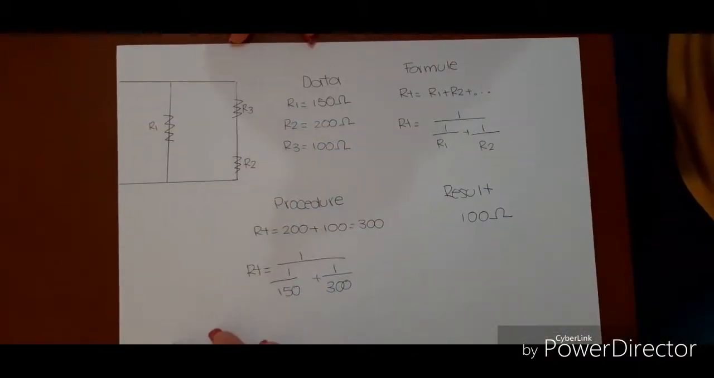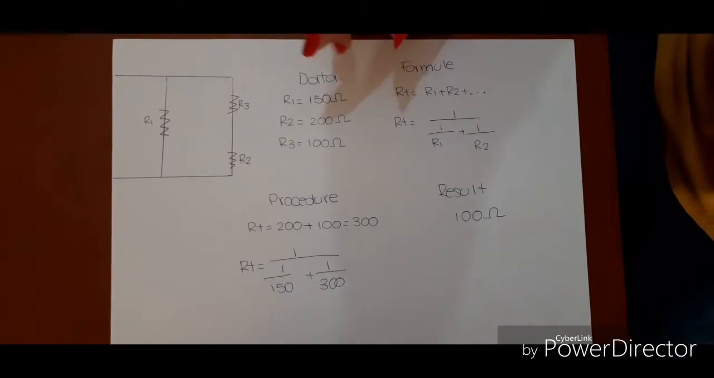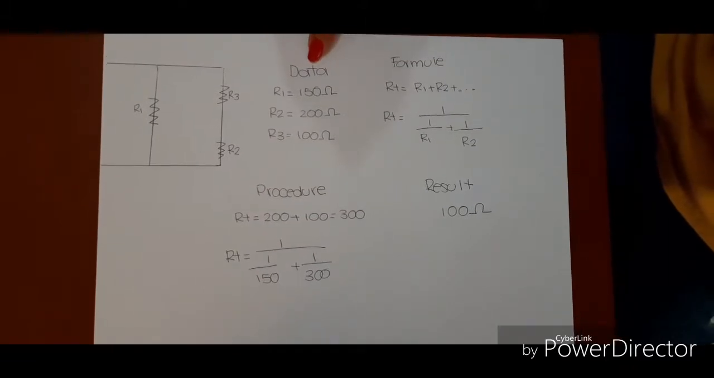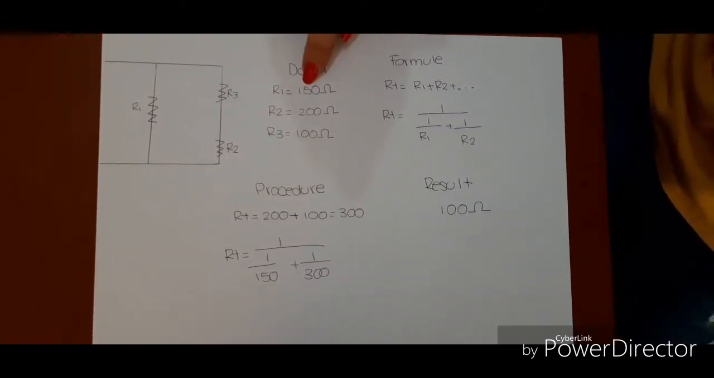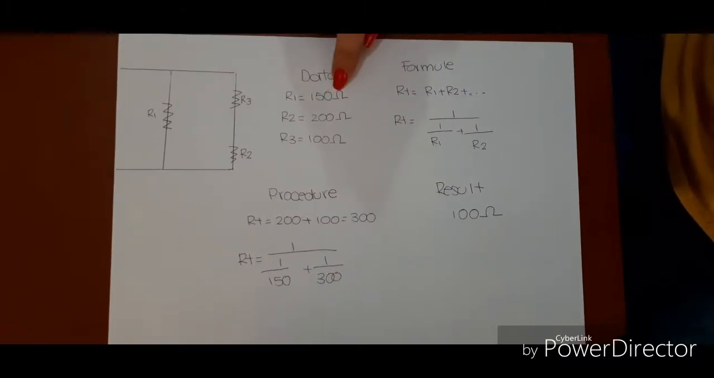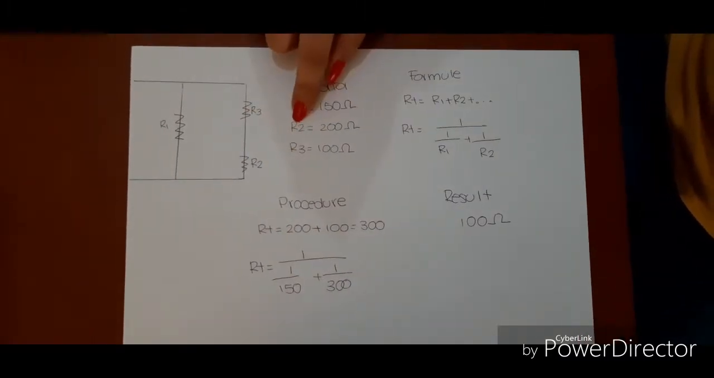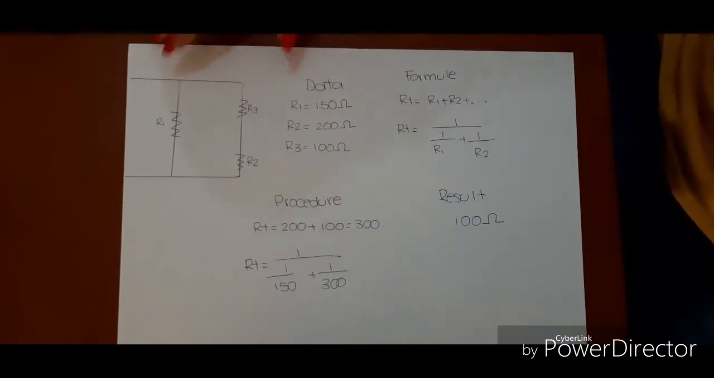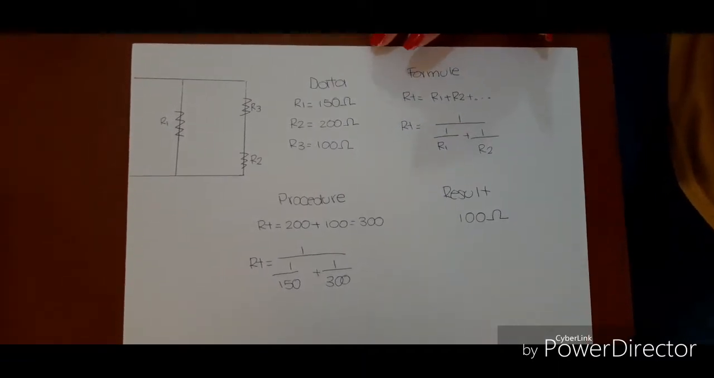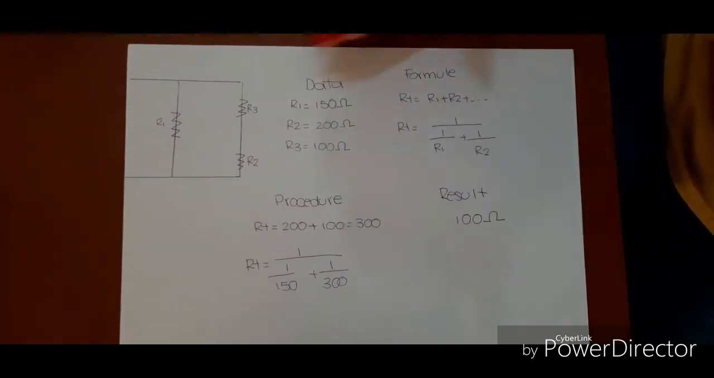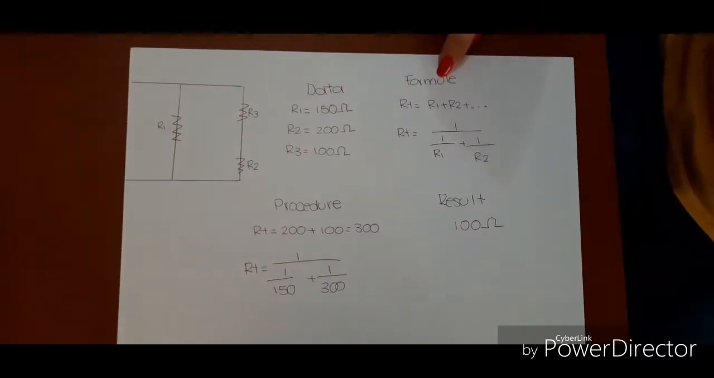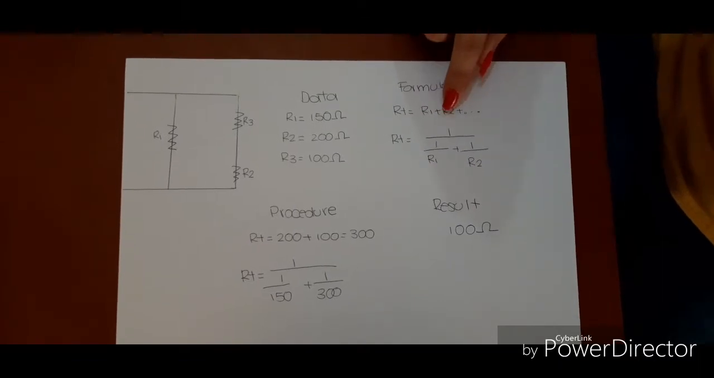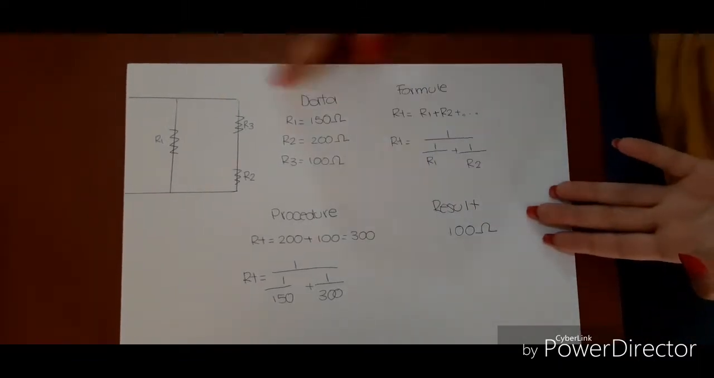I am going to explain a problem using the mixed circuit that we have here. We have the data that resistance 1 has a value of 150 ohms, resistance 2 is 200 ohms, and resistance 3 is 100 ohms. Here we have to calculate the total resistance of this circuit. The formula is total resistance equals resistance 1 plus resistance 2 plus the rest of the resistances.